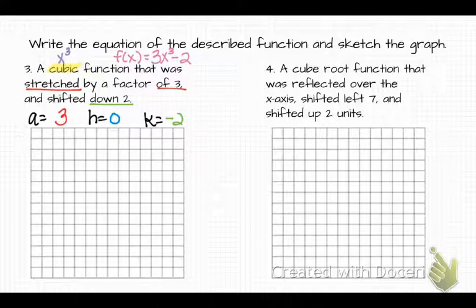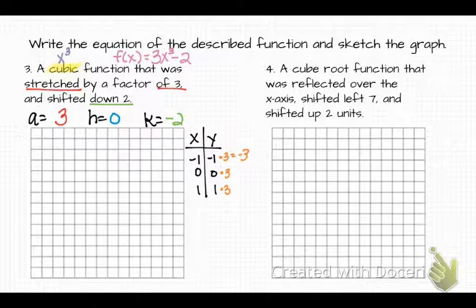Okay, before we graph, we need to make our table. Which table do I use? 1, 2, or 3? 1. Good. -1, -1, 0, 0, and 1, 1. Do I have an a value to multiply by? Yes. What is it? 3. Good. So what is -1 times 3? What is 0 times 3? And 1 times 3 is positive 3.